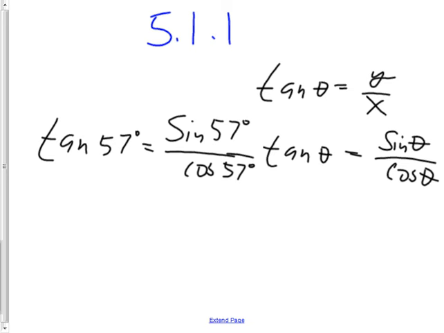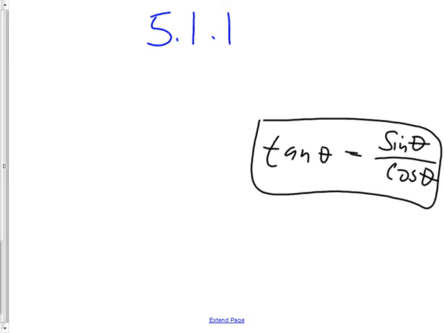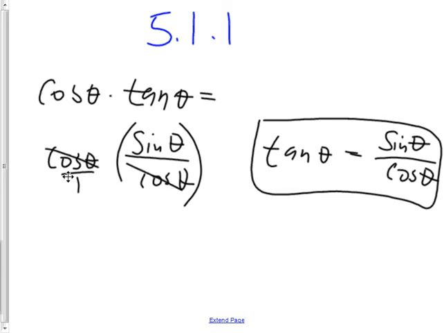Okay, that is one of the categories that you have to know. I think that one would make sense to you because you already knew that sine was y and cosine was x. So tangent would be y over x, or sine over cosine. So what does that mean? That means if you had a problem like cosine times tangent, and you know that tangent is really the same as sine over cosine, I could put this over 1 and cancel, cancel, and the answer is sine.